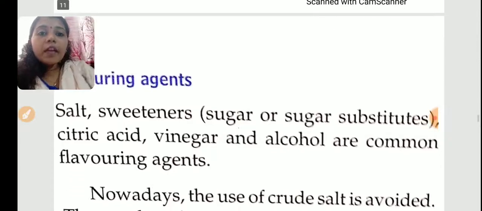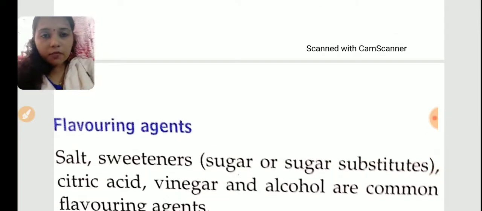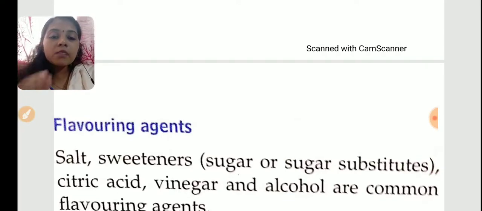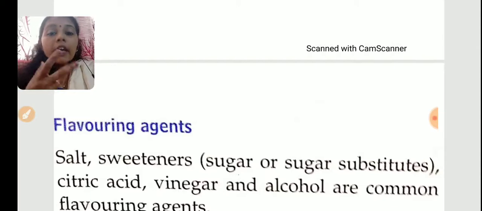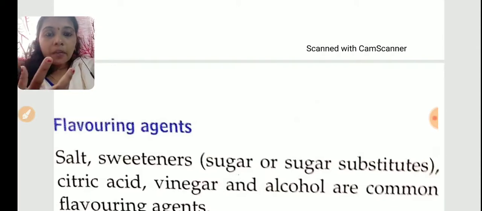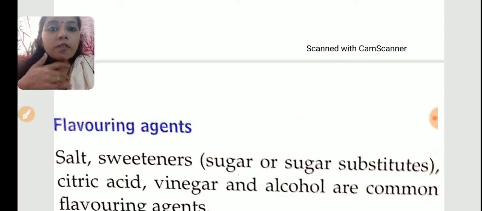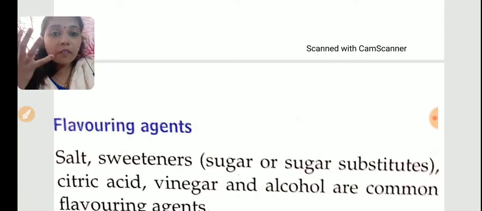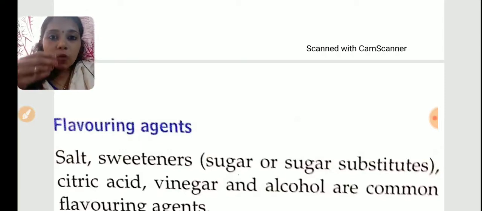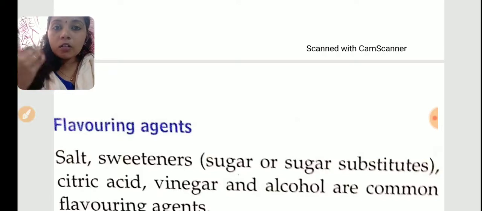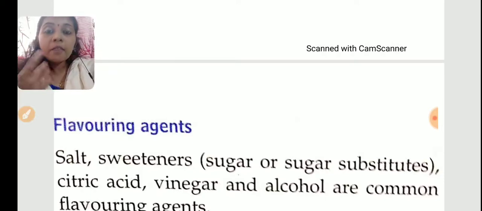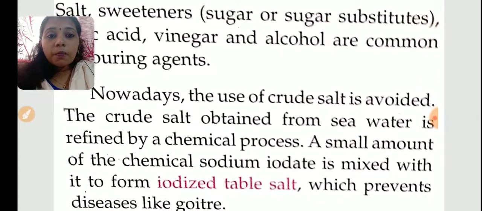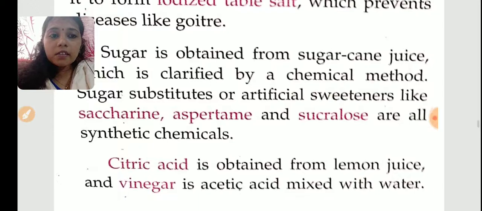Then flavoring agents. What are flavoring agents? Flavoring agents means the chemicals or substances which are added to the food item to get a good taste. Like we will add sugar to get a sweet flavor, or if you add vanilla essence, you will get a sweet fruity flavor. Like that, if you put salt, you will get a salty taste. On the basis of adding flavoring agents, we get a good tasty food item. So this is all we have studied in our previous class.